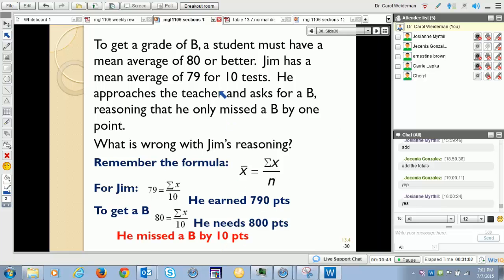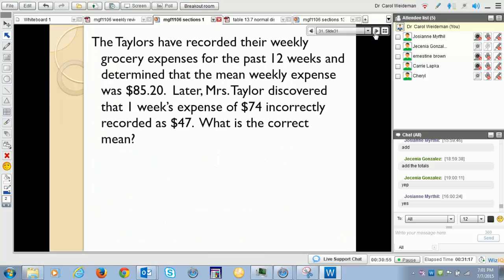His average is 1 point below it, but that's based on 10 tests. So he didn't miss a B by 1 point. He actually missed it by 10 points. And that's the power of when you work with averages. All right, and then one other one here. The Taylors recorded their weekly grocery expenses for the past 12 weeks and determined that the mean weekly expense was $85.20. Later, Mrs. Taylor discovered that 1 week's expense of $74 was transposed and recorded as $47. What's the correct mean expenses for those 12 weeks?